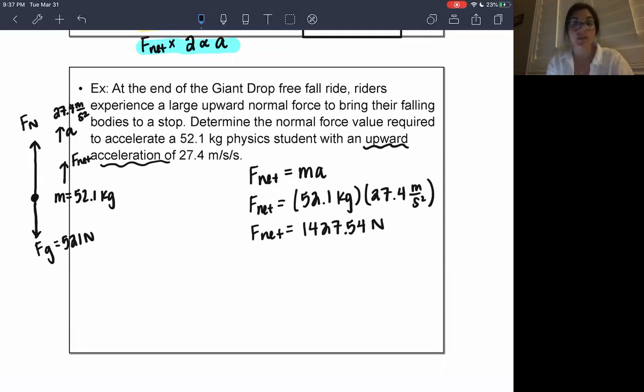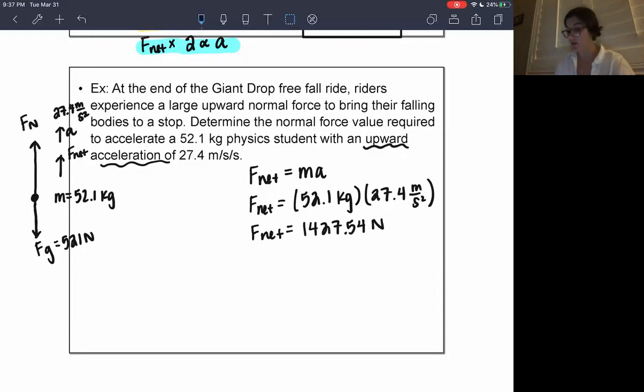Here's what this number means. My net force is not the same thing as my normal force. My net force is that part that was unbalanced. Let me show you. I'm going to move this around right here. My net force is the length of this tiny little arrow that I've drawn. So it's not my entire normal force. It's just part of my normal force. My net force is the difference between my normal force and my gravity.